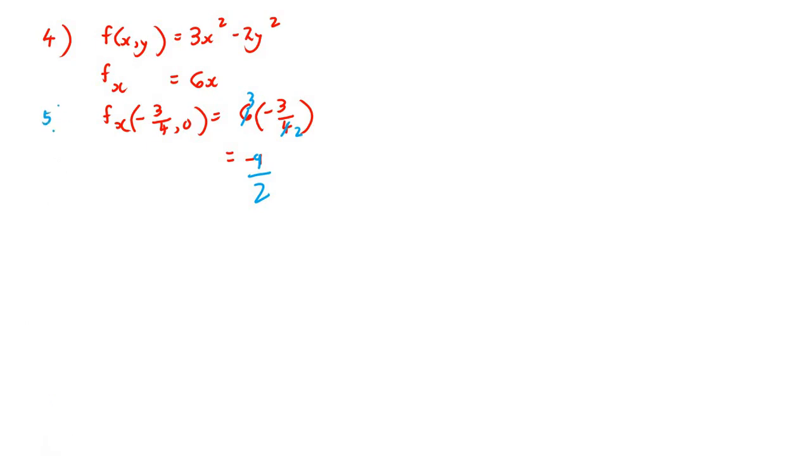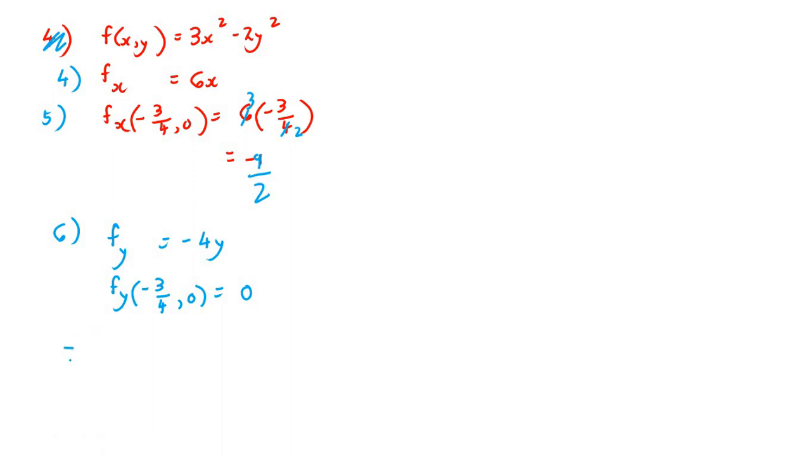This is the fifth step, fx at the point (-3/4, 0). And the sixth step, find fy. The partial derivative with respect to y of 3x squared is 0, and of negative 2y squared gives negative 4y. Then fy at the point (-3/4, 0): y is 0, so the answer is 0.